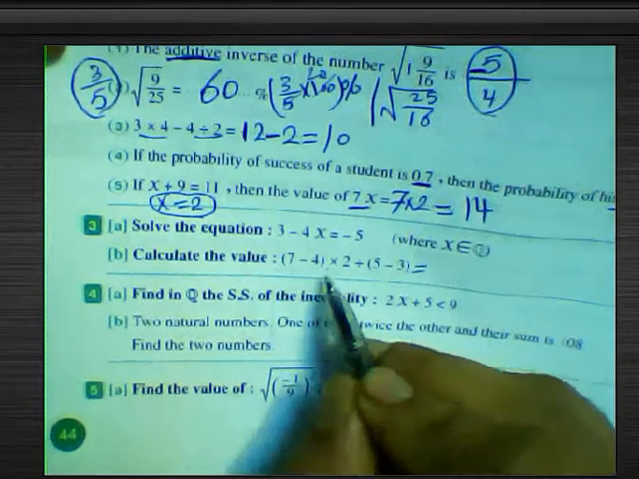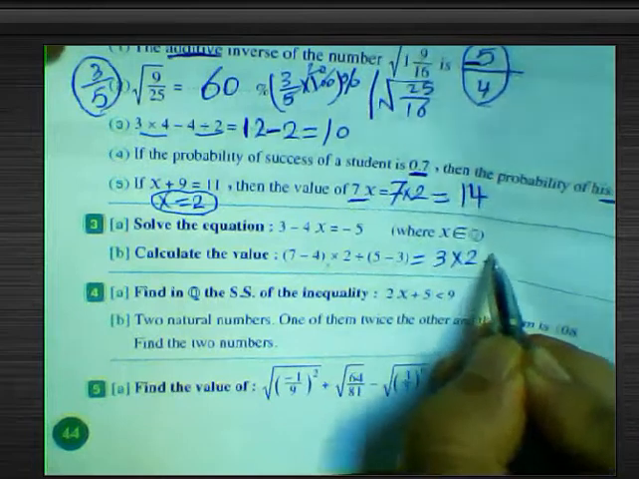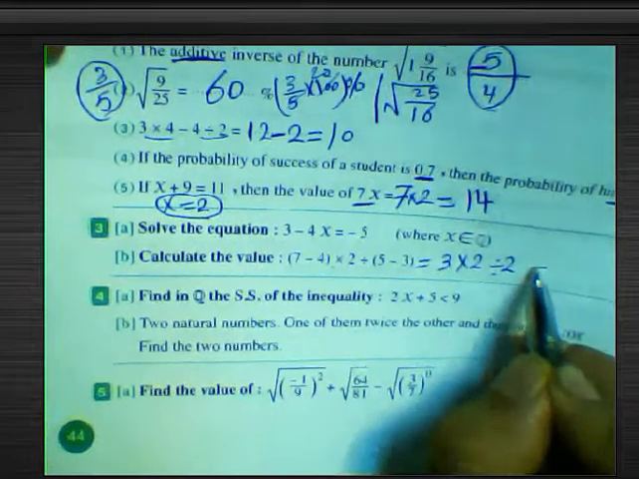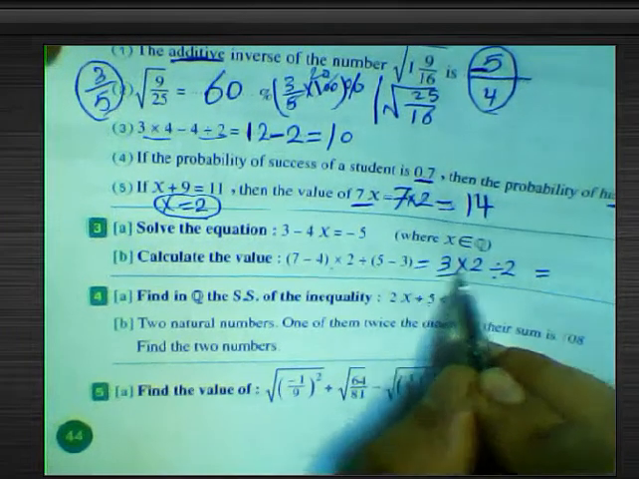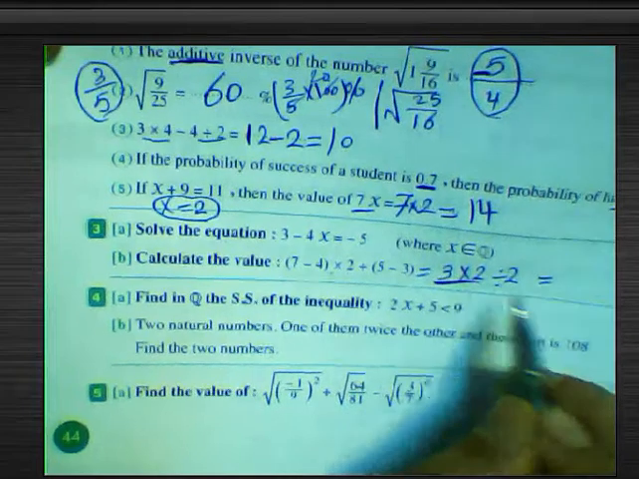We know 7 subtract 4 equals 3, times 2 divided by 5 minus 3 equals 2, and 2 times 3 equals 6. 6 divided by 2 equals 3.